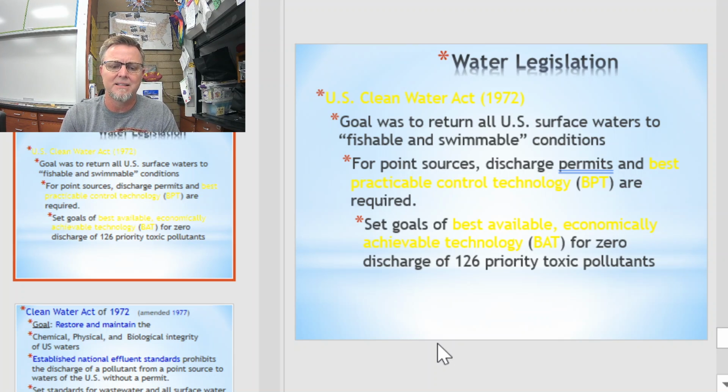So again, coming back to the Clean Water Act, this is our best piece of legislation to protect our waterways. Its goal was to return the U.S. surface waters to a fishable and swimmable condition by tracking point sources and non-point sources to the best of our ability and set goals for management, right? Set goals to reduce the amount of pollution in our local waterways and to hold people accountable for the pollution that they were creating, okay?